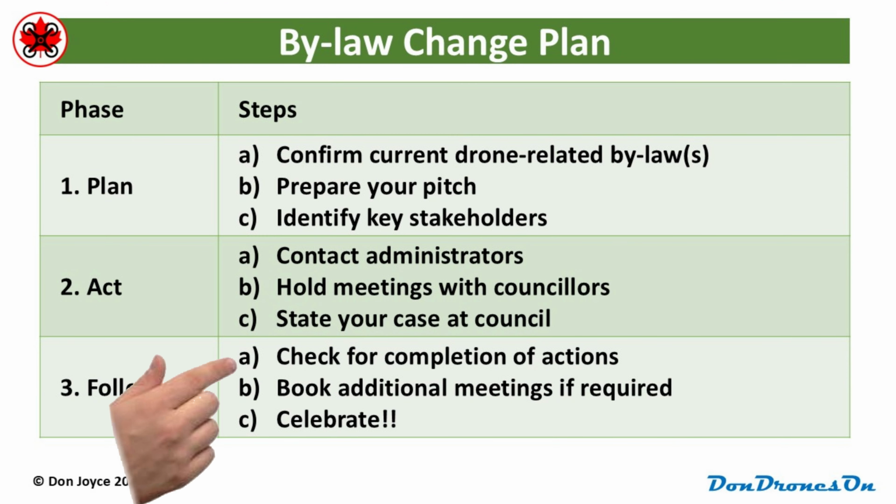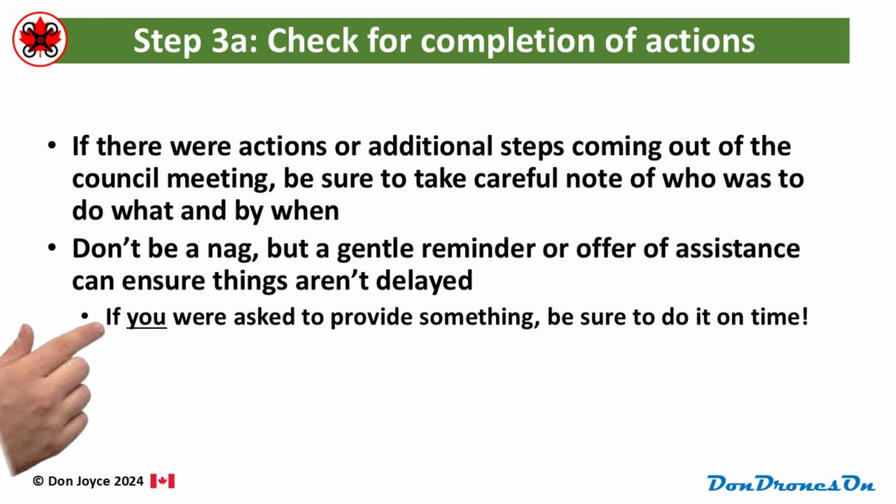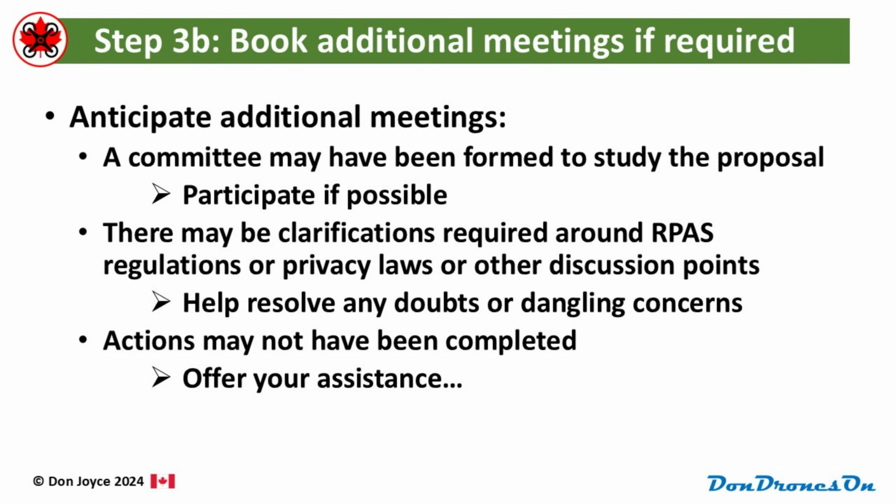If there were actions coming out of the council meeting, take careful note of who was supposed to do what and by when. Without being a nag, you should contact folks to remind them of their actions. Offer to help them if that's appropriate. And obviously, if you were asked to provide something or do something, be sure to do that on time. There may be additional meetings to look forward to. A committee may have been formed, and participate in that if you're allowed to. There may have been clarifications required around RPAS regulations or privacy laws. Help them out if you can.